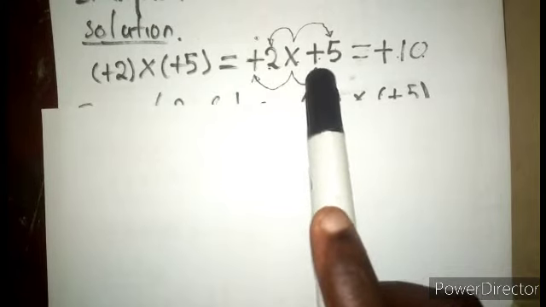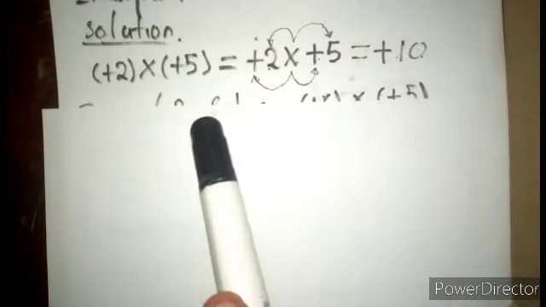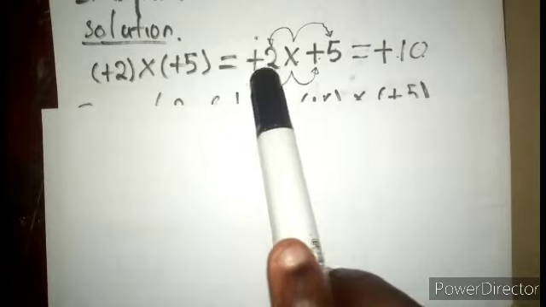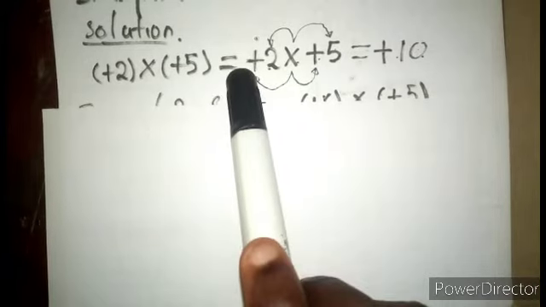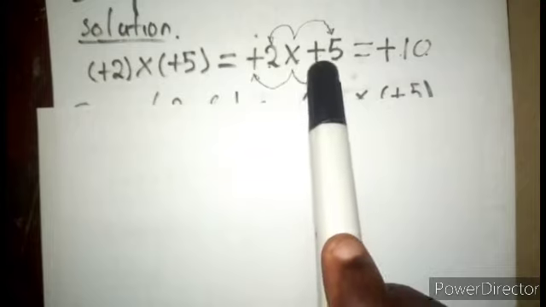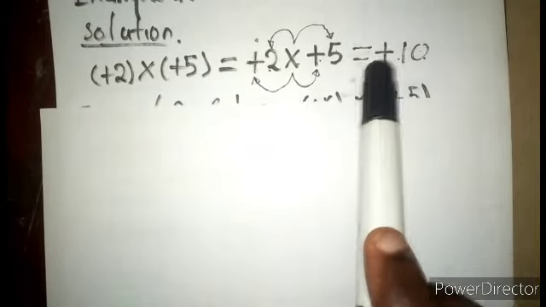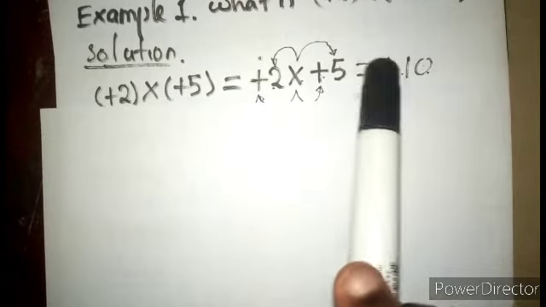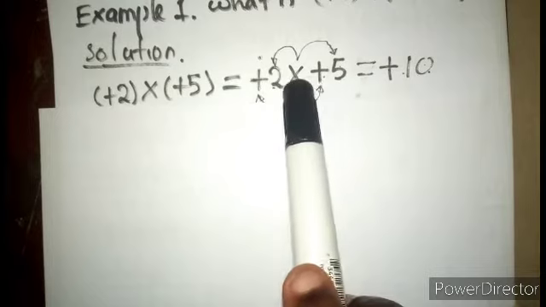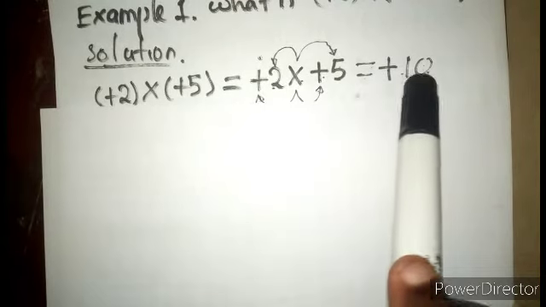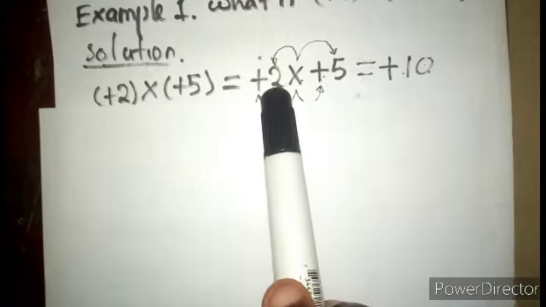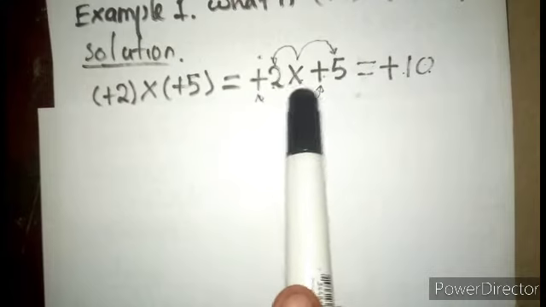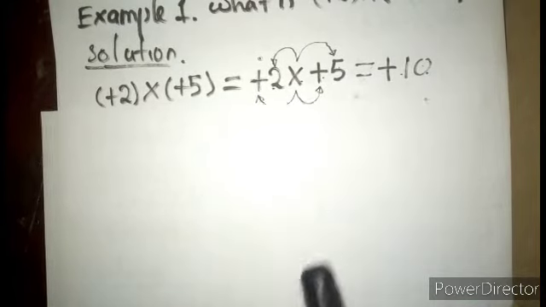We remove the bracket. Now, the way we do this is we first of all do signed multiplication and then we look at number multiplication. So positive times positive is what? Positive. I repeat, positive times positive is positive. Now 2 times 5 is 10. So positive 2 times positive 5 is positive 10.